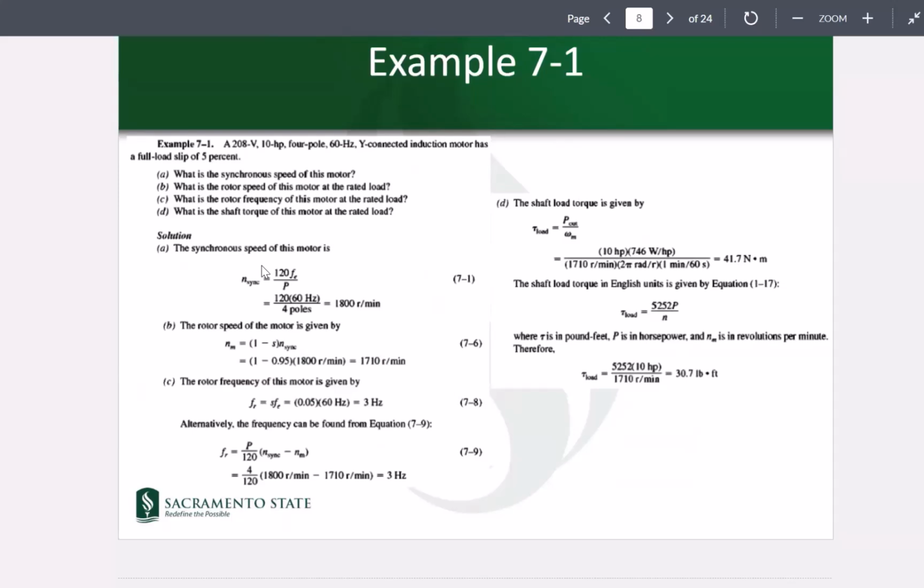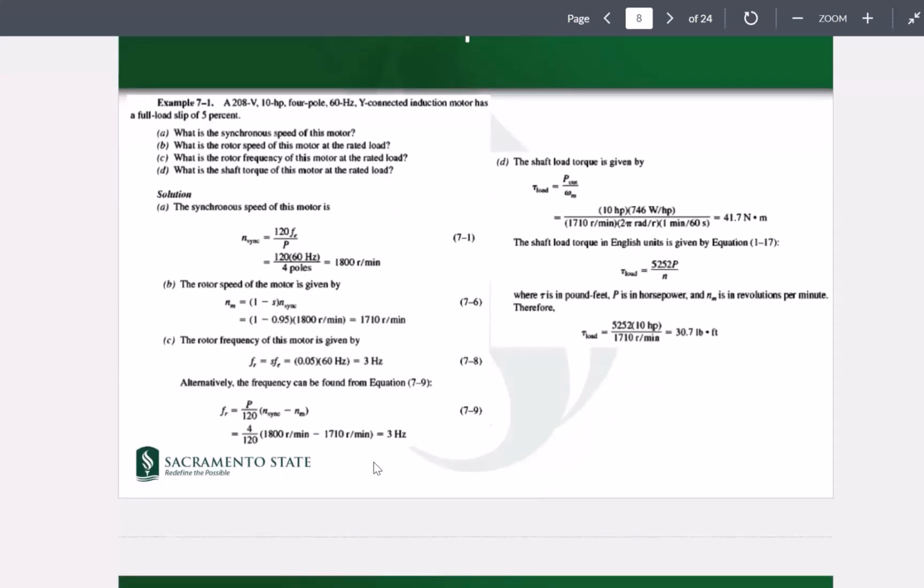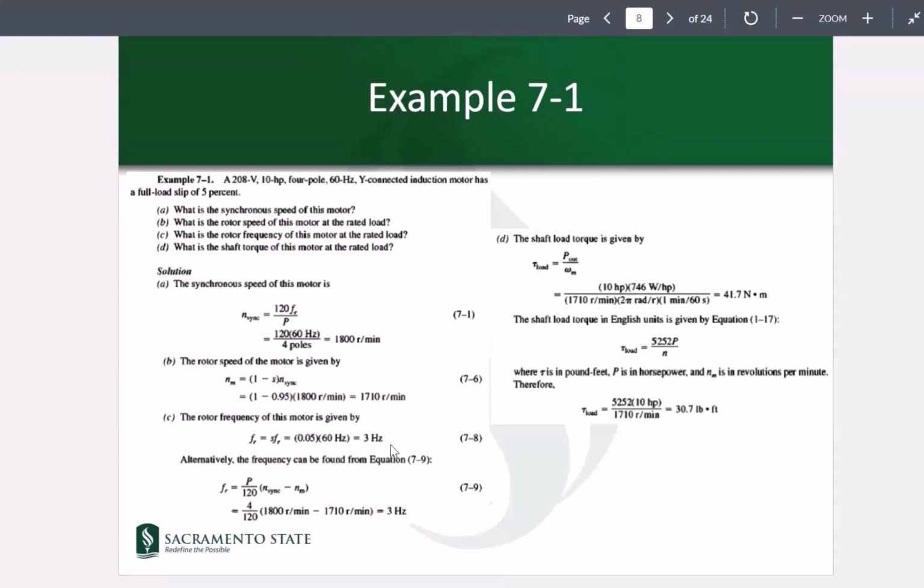Part C, what is the rotor frequency of this motor at the rated load? Obviously the slip times the line frequency, that becomes 0.05 times 60 hertz, which is 3 hertz. So the frequency in the rotor is just 3 hertz, very small. Alternatively, the frequency can be found from equation 7.9. That's the same thing, 3 hertz.